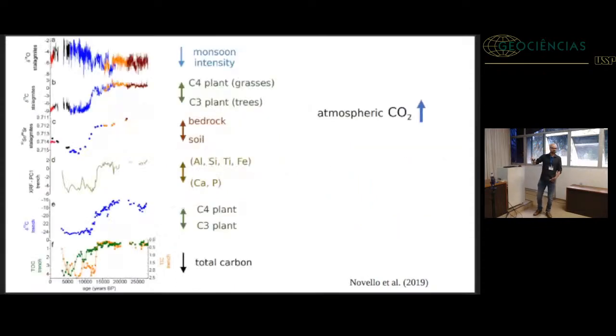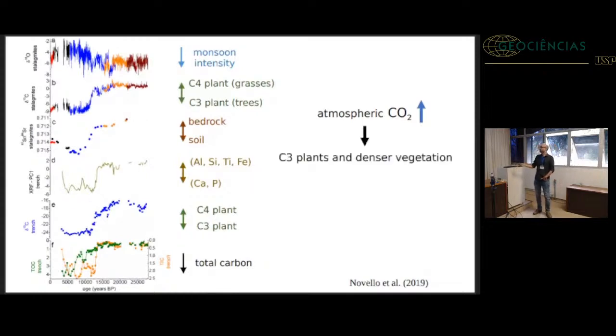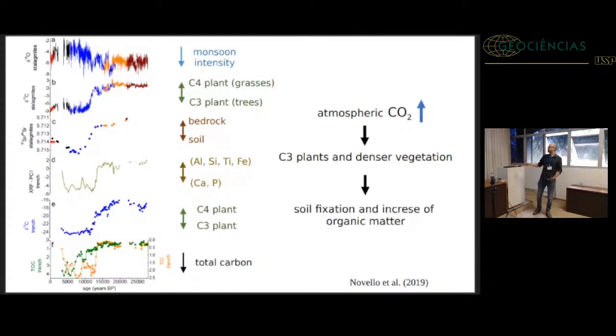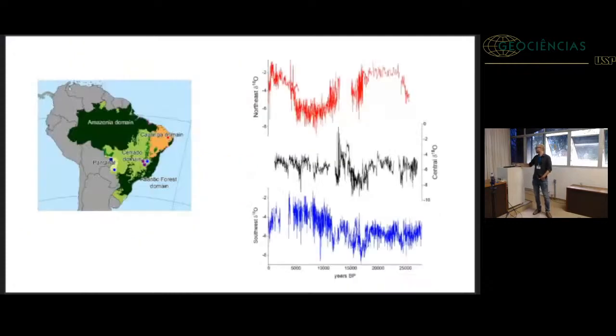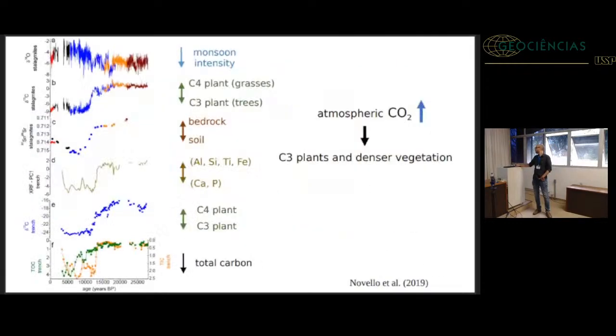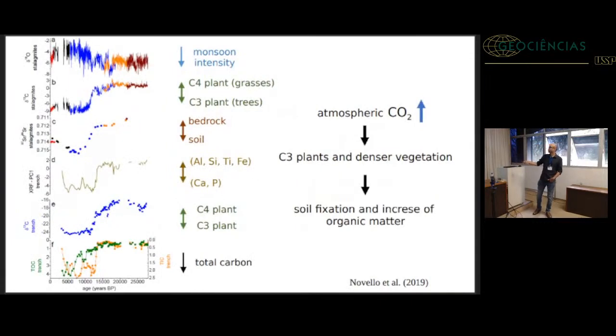Summarizing the interpretation of this site: if you increase atmospheric CO2, you increase the C3 plants, which also help to stop the erosion of the cave, associated with more dry periods. Stopping the erosion helps the soil fixation, or increases the organic matter, then you have more plants, which help your soil fixation and increase the organic compounds in your soil and also your sediment.